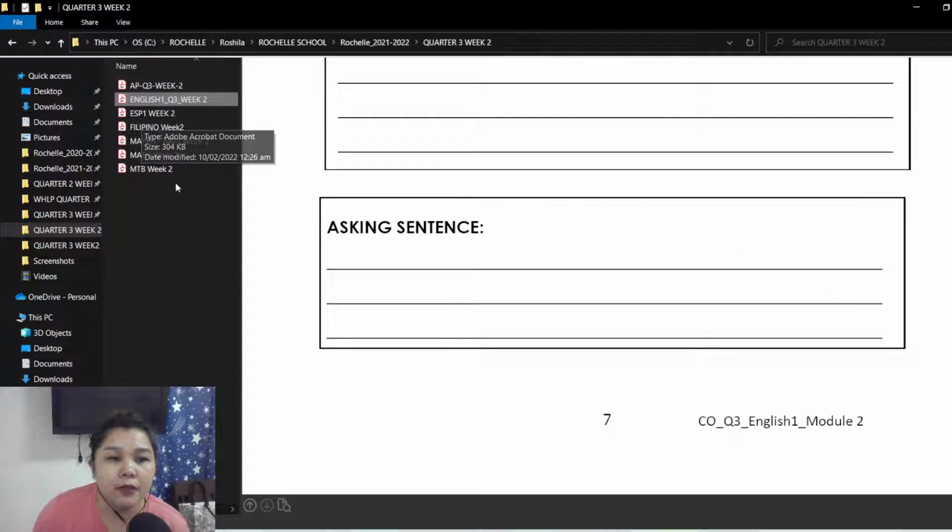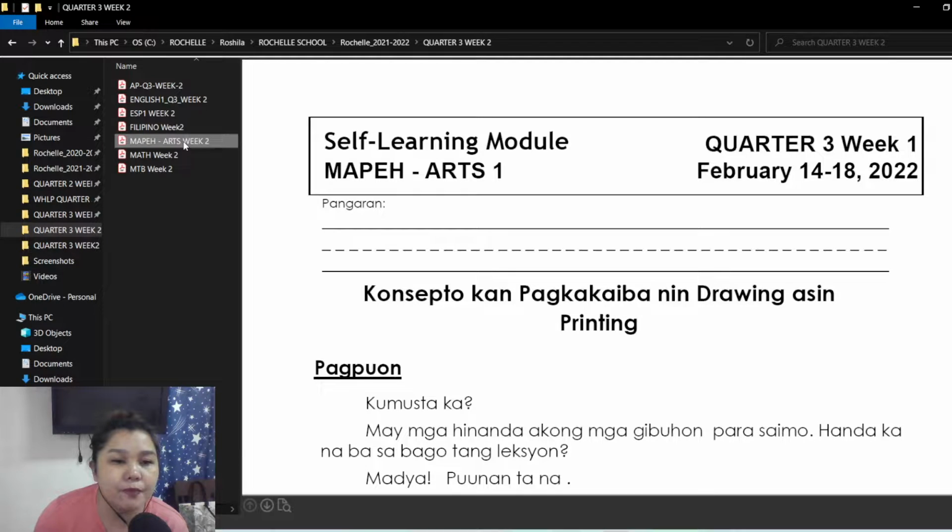And then for Thursdays, we have Math and MTB. So let's start with MAPE. MAPE and MTB. So for MAPE, we have arts. So sa arts naman, we are going to use watercolor. And then sa watercolor brush, tapos included also are crayons and pencil.